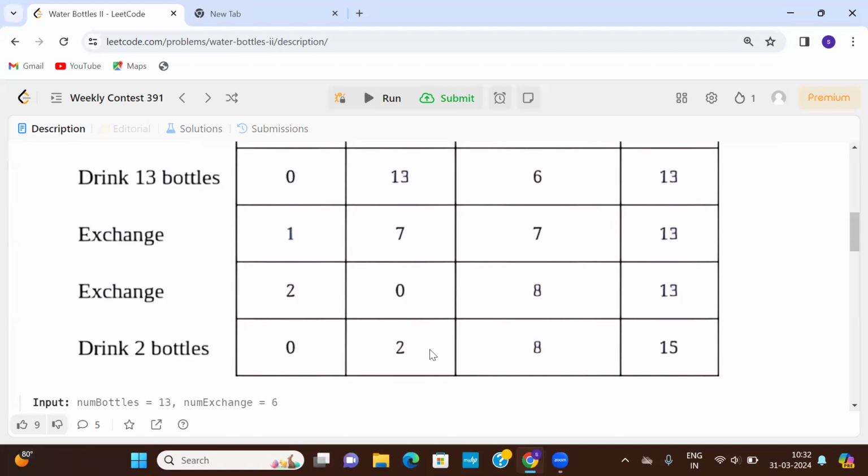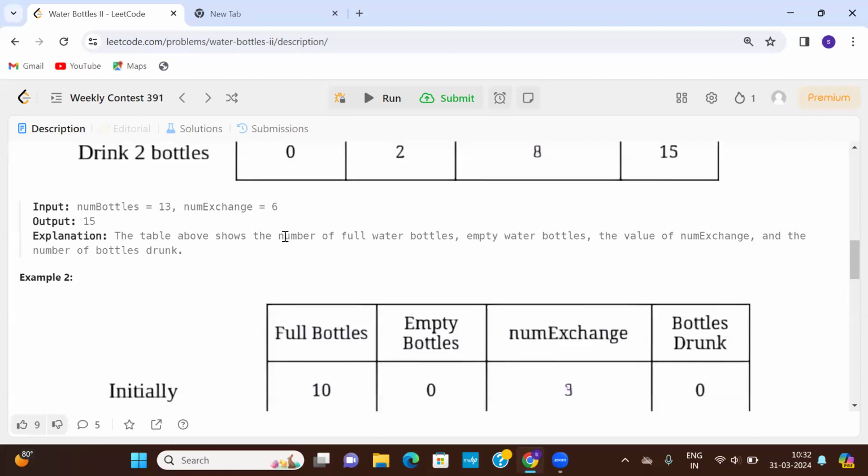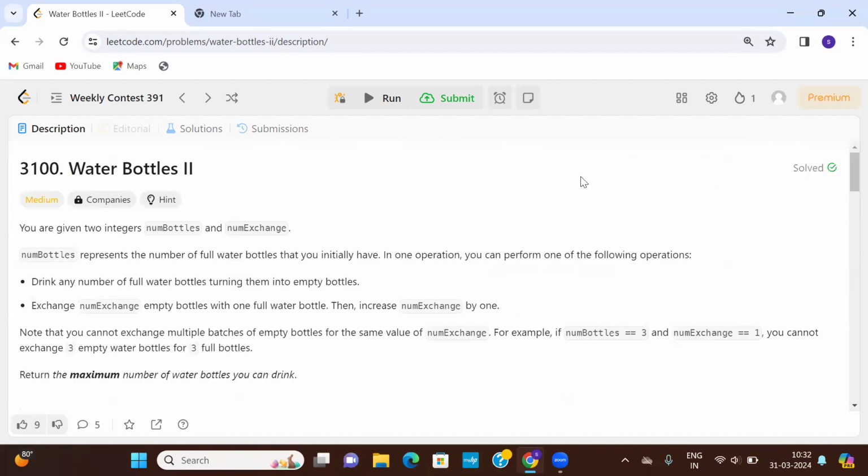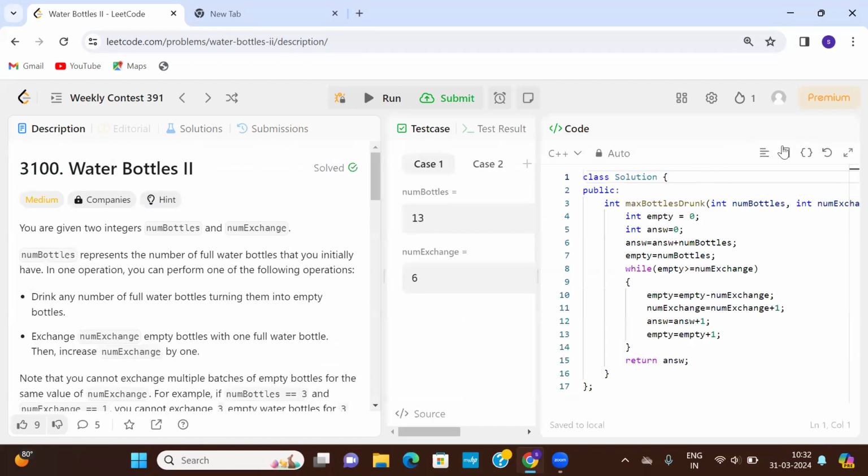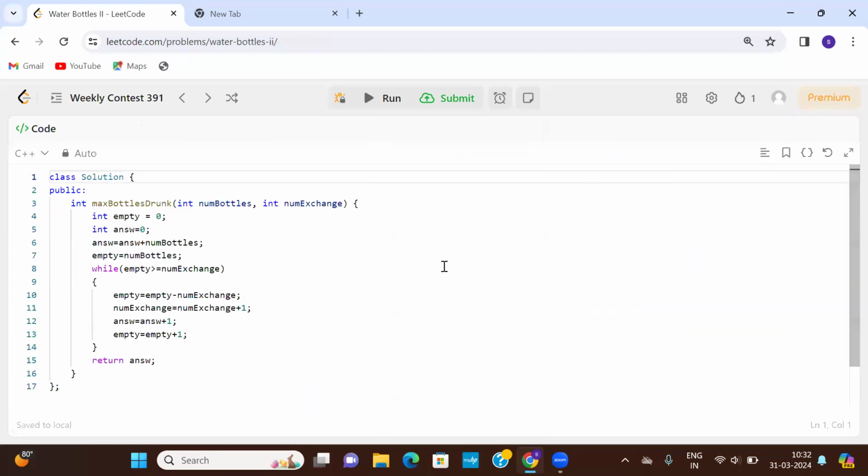I hope you all are getting it. After we have drunk the 2 full water bottles, we have 2 empty bottles. But now if we want one full water bottle, we have to give 8 empty bottles because the numExchange value is 8. But do we have 8 empty bottles? No. It means the maximum water bottles that we can drink are 15. So we will return 15 in this particular case. I hope the question is clear to you all. Let me explain this question now with the help of the code for further clarity.